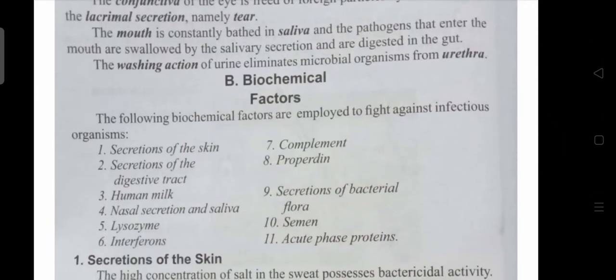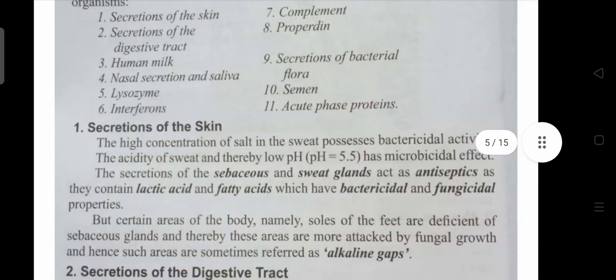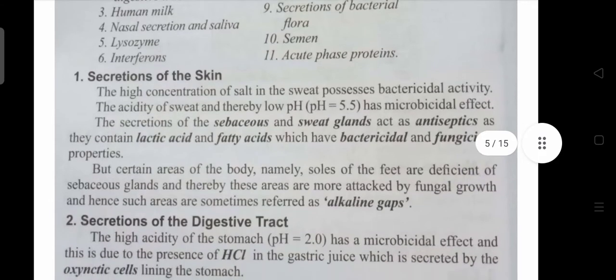Biochemical factors means the secretions of the skin, the digestive tract, human milk, nasal secretion, lysozyme, interferons, complement, properdin, secretions of bacterial flora, semen, acute phase proteins. Let's look one by one. First one is secretion of skin. The high concentration of salt in sweat possesses bactericidal activity.